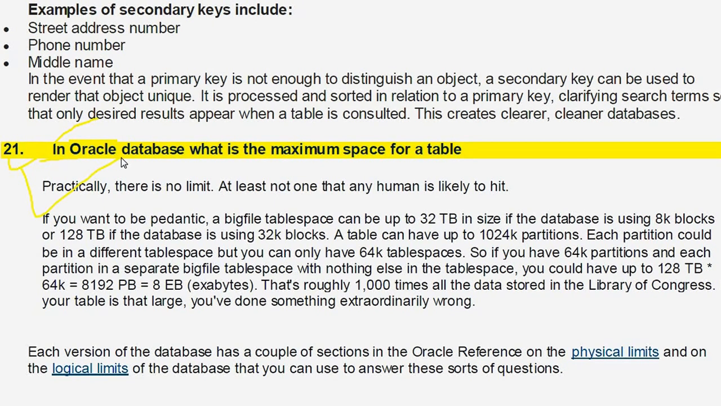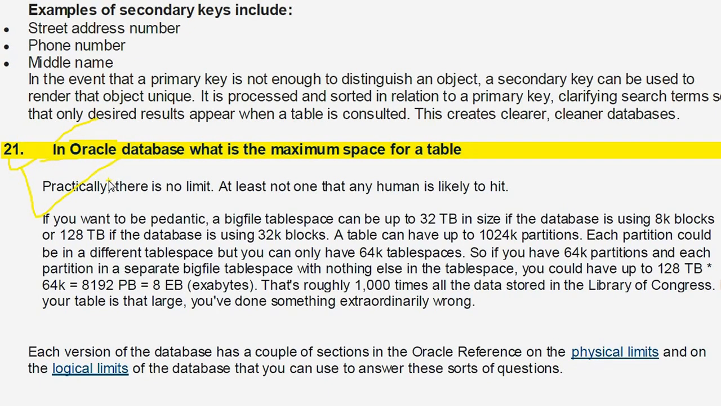Practically, there is no limit, or if we consider practical, there is no limit for the maximum size of the space unless the hard disk runs out of the space. Otherwise, it depends upon the size of block that represents the table in the database. If we consider a table that is represented by 8K size block, then the maximum size of table can be 32 TB. If we consider a table that can be represented using 32K block, then maximum 128 TB size of table can be created.